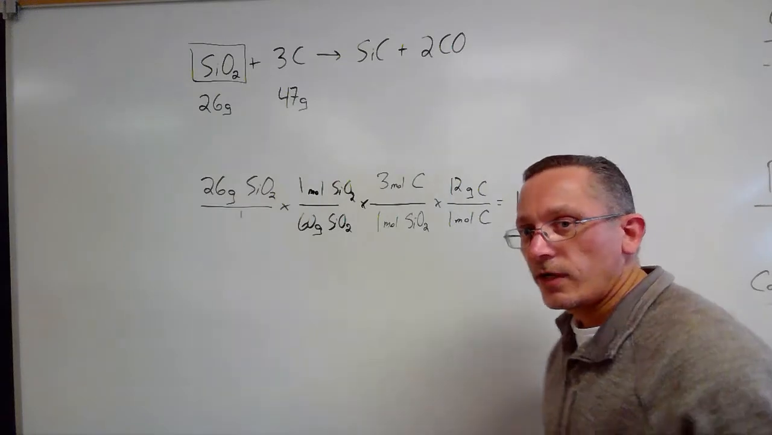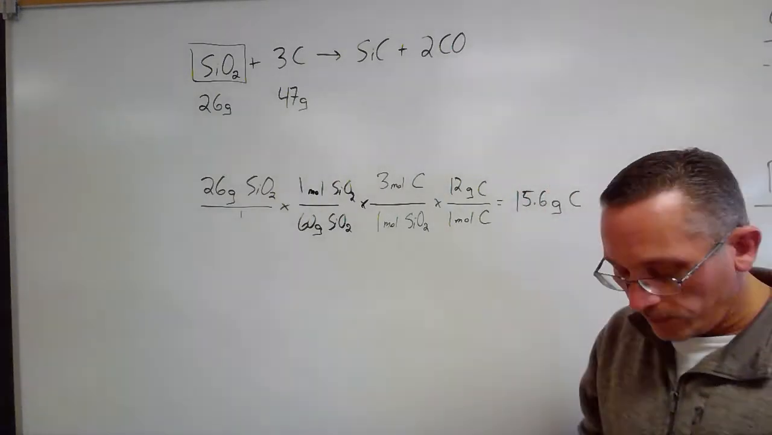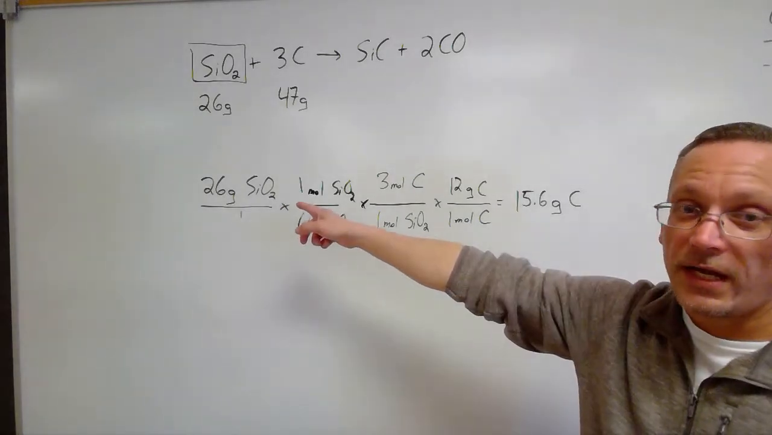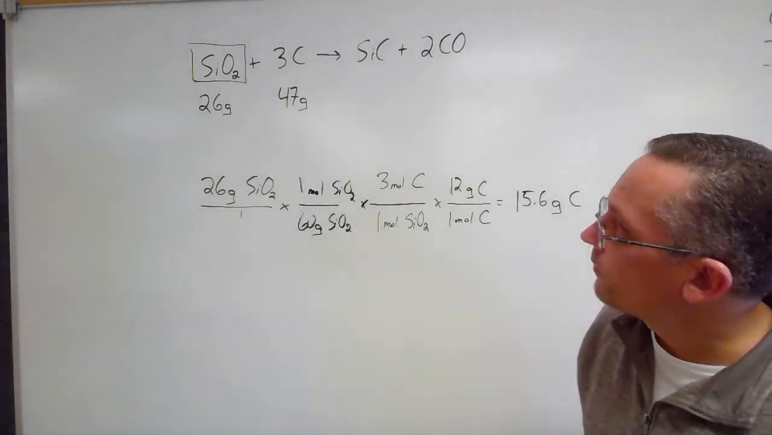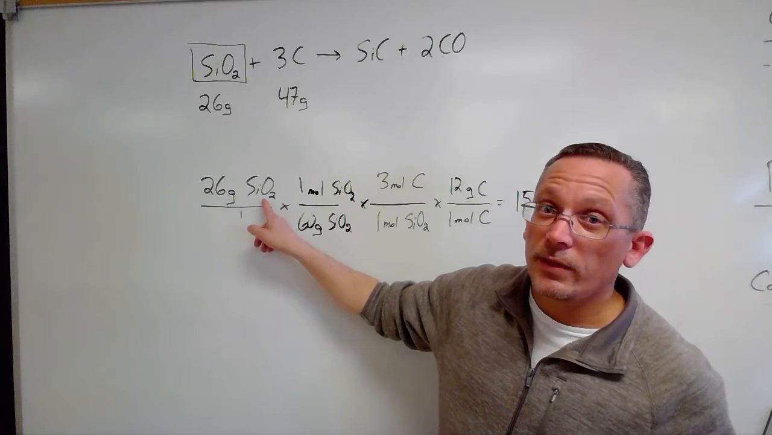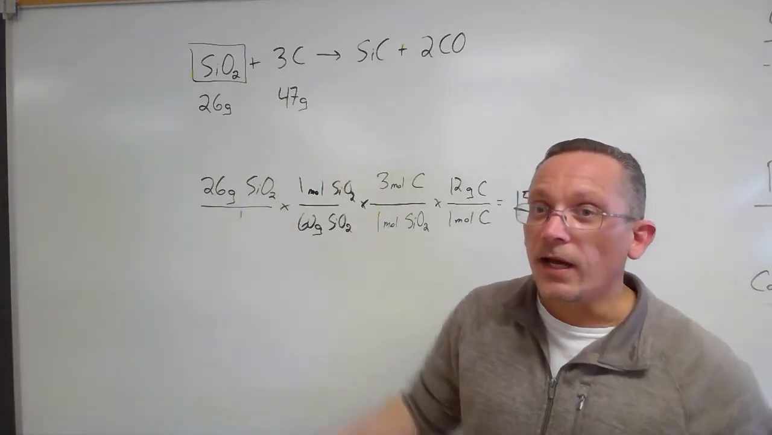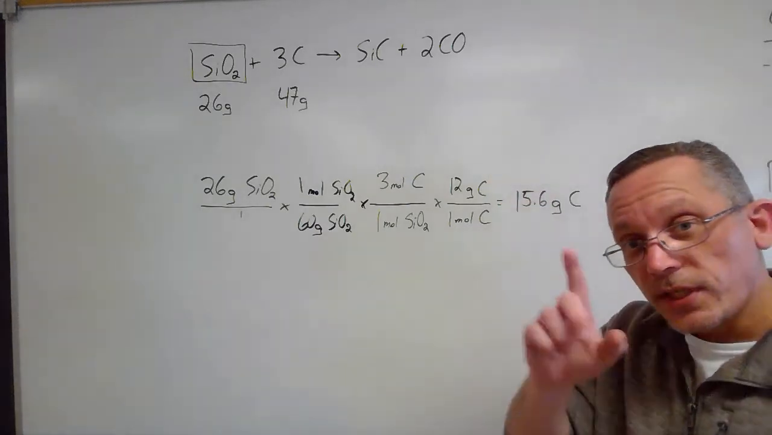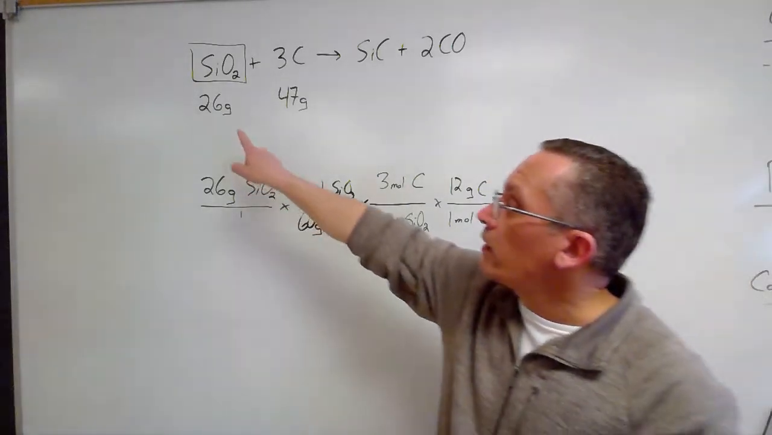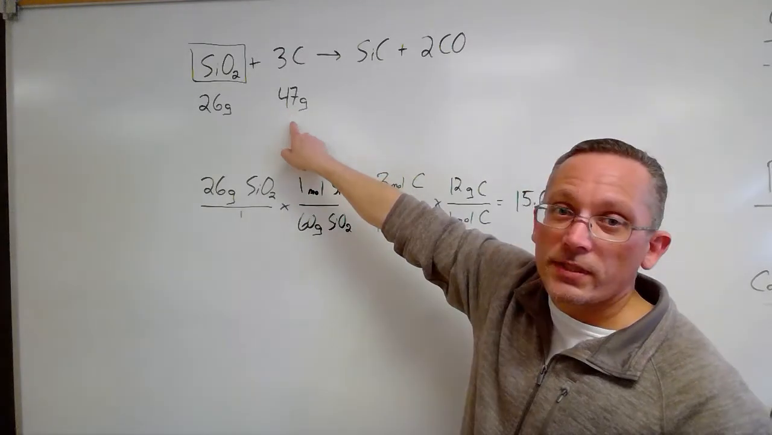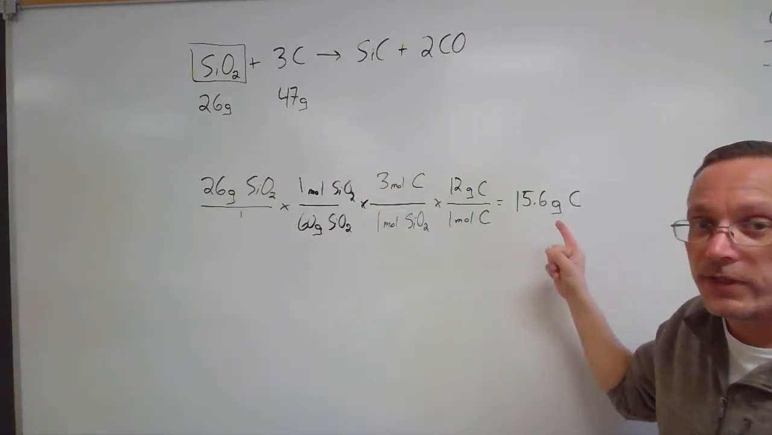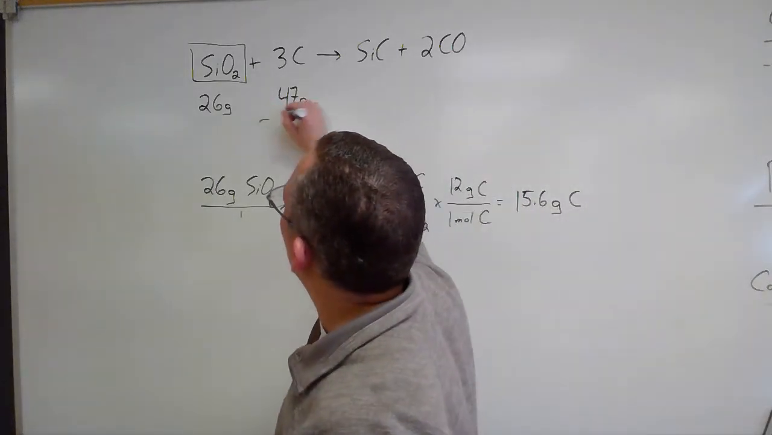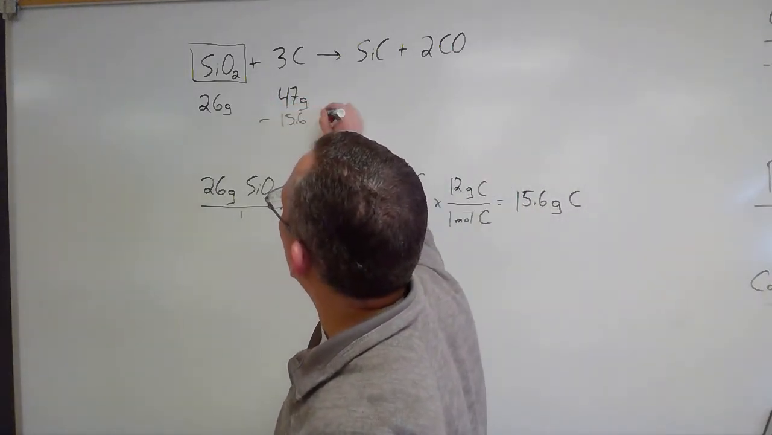So which one is the limiting reactant? SiO2. So then I asked myself, did I start my calculation with the limiting reactant, or do I have to start over? And you can see I started with the limiting reactant. So yay, I don't have to start over. Okay, so the question, how much excess is left over? Well, if I started with 47 and I used 15.6, how much is left over? Well, we'll just subtract. Minus 15.6.